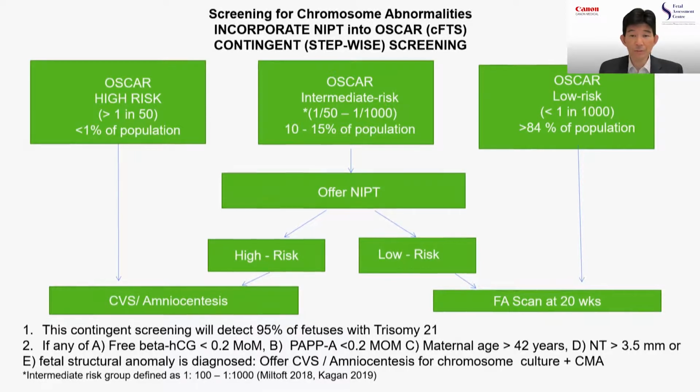If the age is more than 42, if the nuchal is more than 3.5, if you find a fetal structural abnormality, you should consider offering them a CVS or an amniocentesis for an outright culture plus CMA, or some folks would offer a PCR and a CMA. That's fine. So these are some of the caveats you need to build into your stepwise contingent screening.